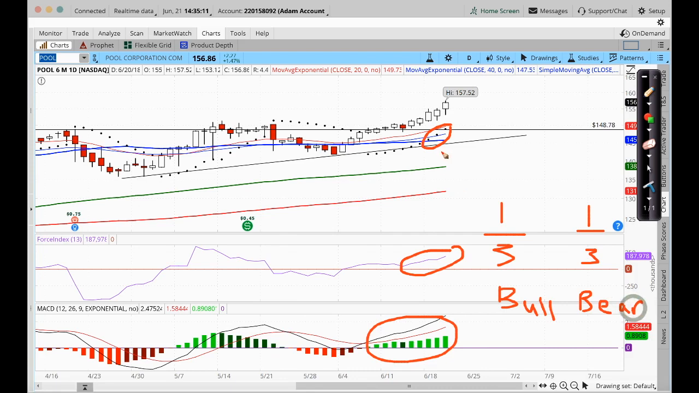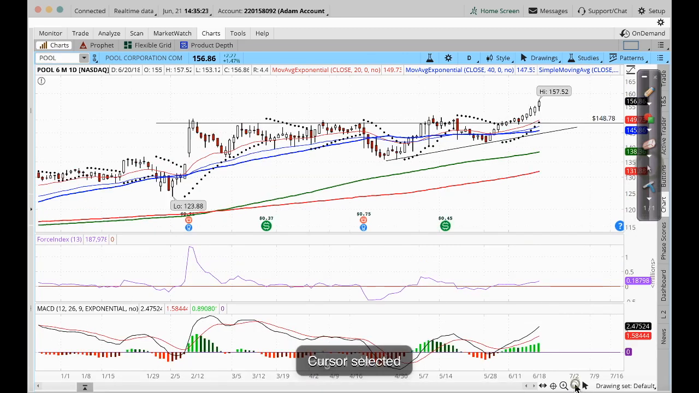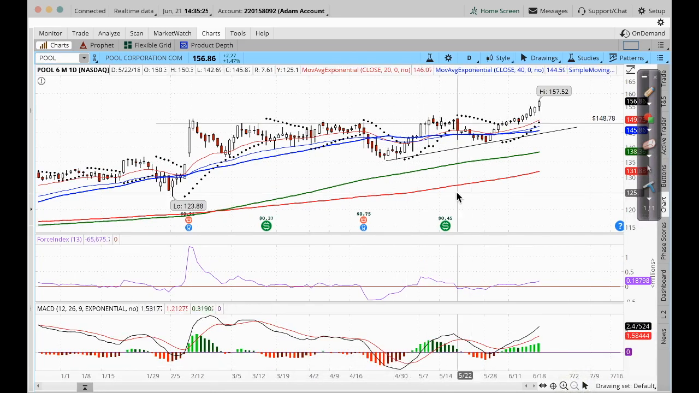Okay, so we don't need all 3, we just need 1 of the 3 to show bullishness if we're going long and bearishness if we're going short. All right, so hope that clears that up. Okay, great. Now let me also orient you to the moving averages.